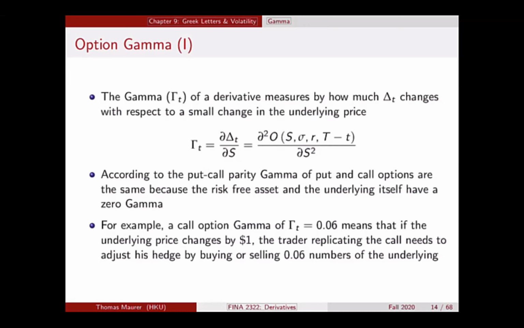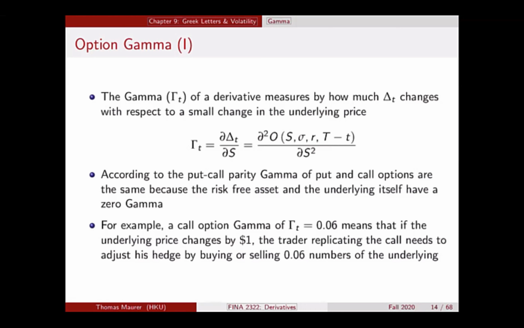Next thing is going to be the gamma of an option, and the gamma of an option measures by how much the delta of the option changes as the price of the underlying changes a little bit. Or in other words, it's the second derivative of the option price with respect to the price of that underlying asset. If you write the put-call parity, remember the put can be written as a call option, short selling an underlying asset, dealing with dividends, and then also lending some money.